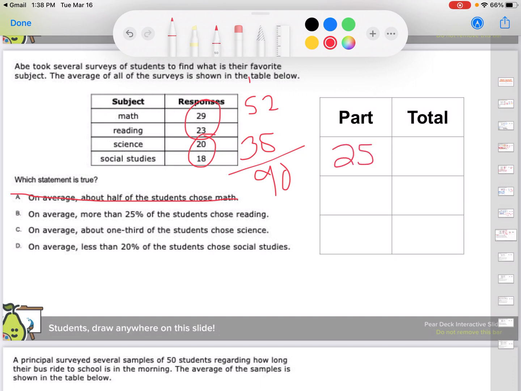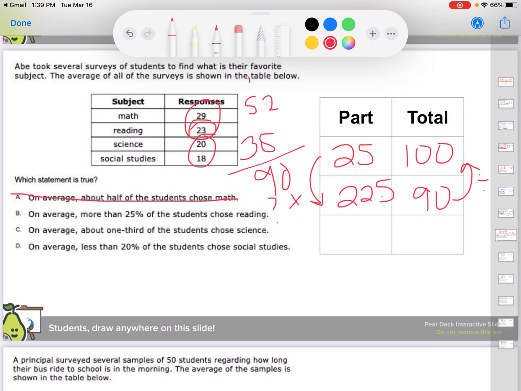Well, 25 out of 100, and I want to get to 90. So I'm going to divide and then multiply. Let's see if that's right. So 90 divided by 100, and then I'm going to multiply by 25, and I get 22.5. So more than 25. So it might be B because that's 23. So it might be. Let's try the next one.